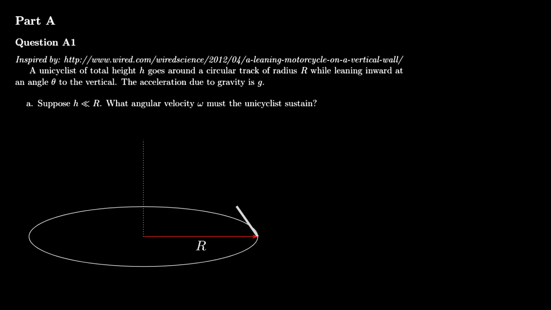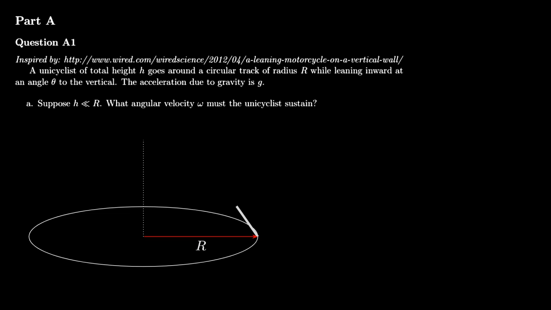The problem is broken into two parts. The first part allows you to assume that h is much less than r, and it asks what angular velocity omega must the unicyclist sustain. Here we have a diagram of the situation, and as you can see, we have represented the unicyclist as a uniform rod.